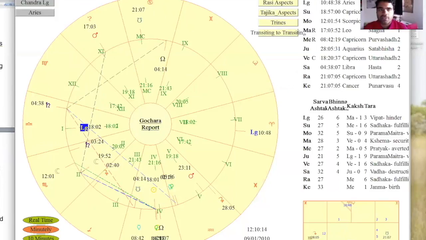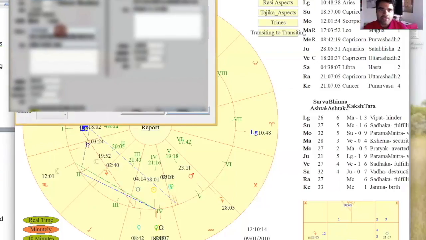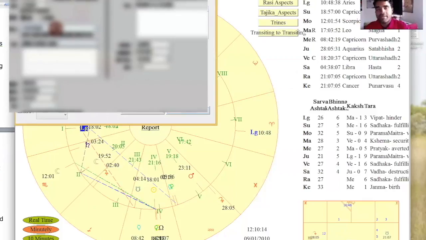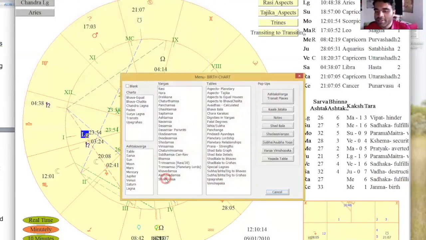This is the wrong time. Sorry, let me change the time. I got goosebumps for nothing. No, that is still correct. Actually, the transits are going to stay the same. Sun is also going to be the same in the D16.